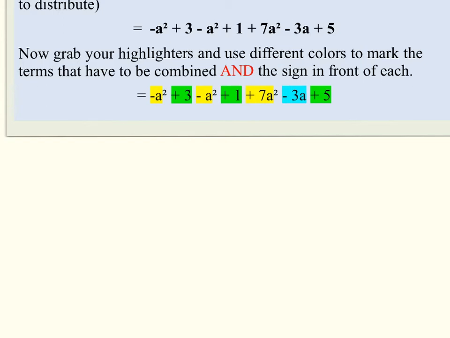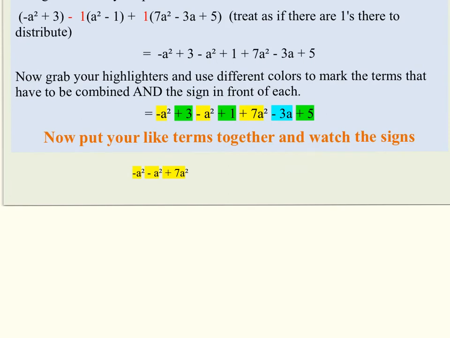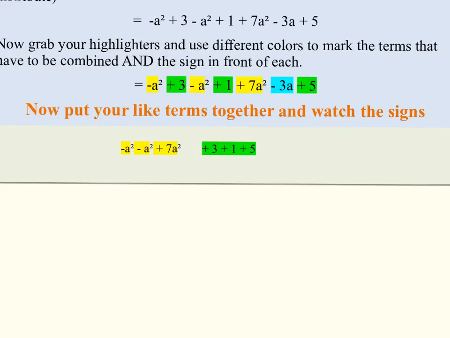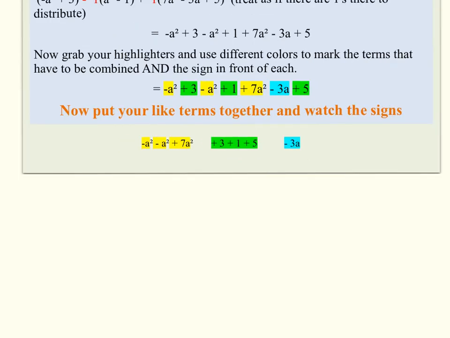Once I have each type of term marked, then I can combine all of the similarly colored terms. I'm going to group all of the a squared terms, or all of the terms that are grouped in yellow, over into a group. Then I'm going to group the ones that are in green, or all of the terms that have no variable, and then the terms that have an a. All that's left to do then is combine like terms.